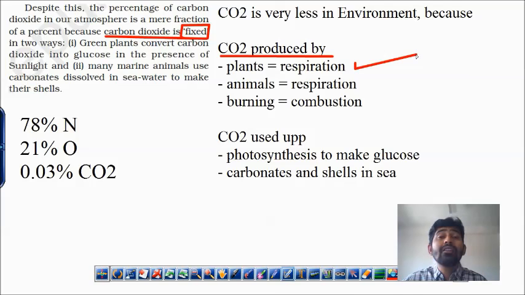Respiration. Plants also breathe like us. They take oxygen and release carbon dioxide. Animals also do respiration, and burning, meaning combustion, releases carbon dioxide. Burn anything, and the first most important compulsory thing to come out is carbon dioxide. So breathing in and out by plants, animals, and burning of things creates CO2 in the environment.